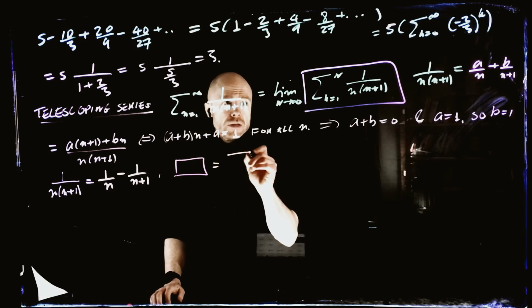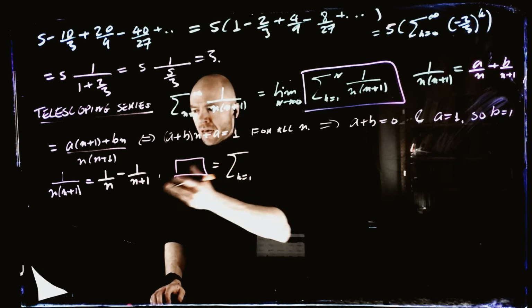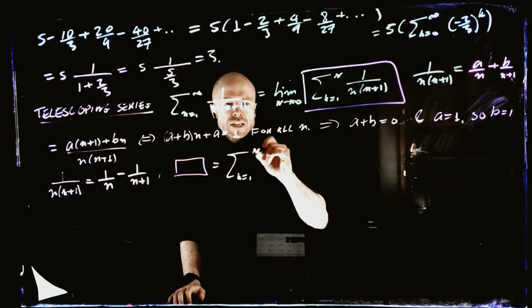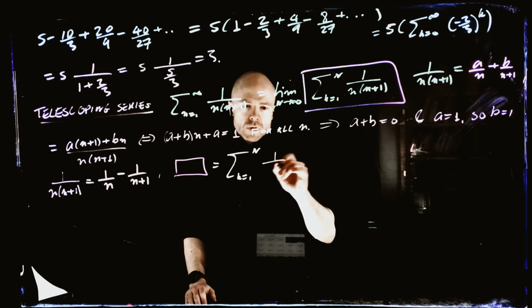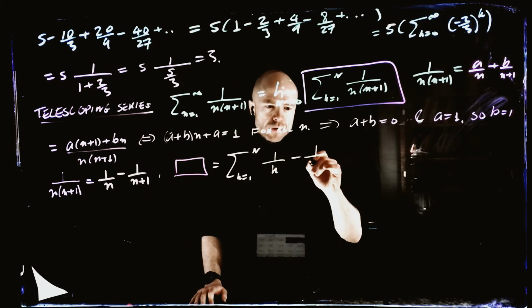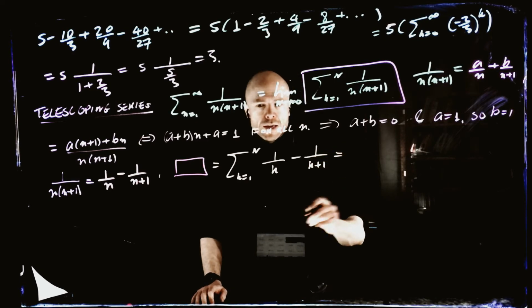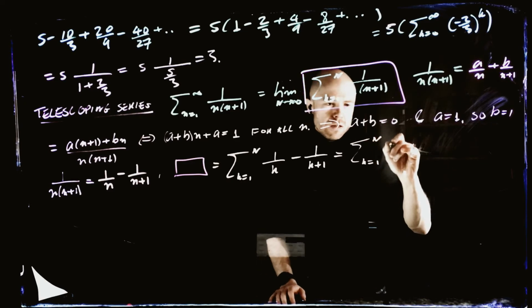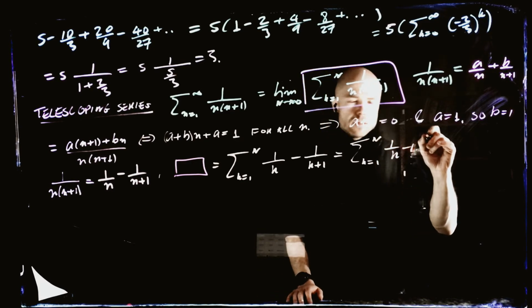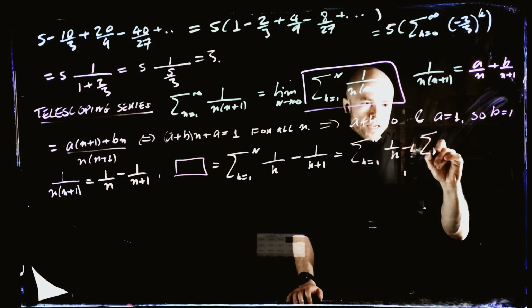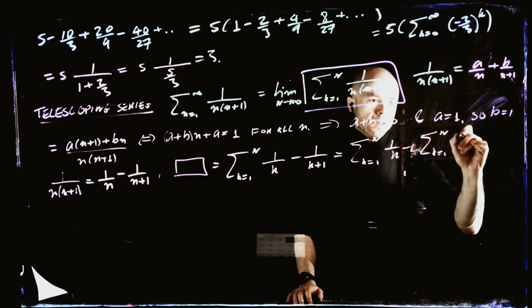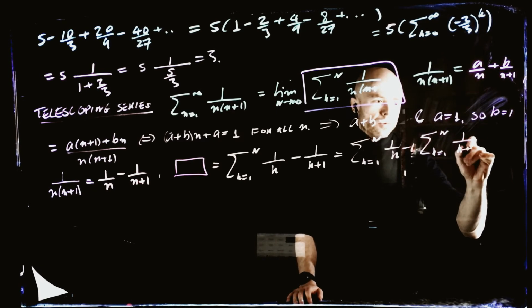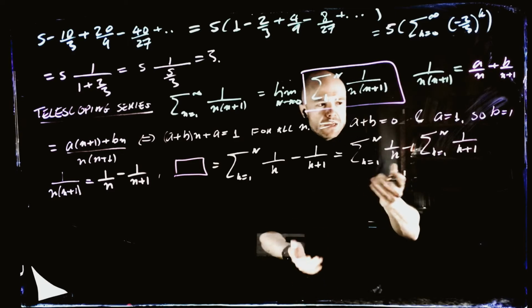is now the sum from, we're switching from n into k, k equals 1 to capital N of this stuff, 1 over k minus 1 over k plus 1, which you can break up as the sum from k equals 1 to capital N of 1 over k minus the sum from k equals 1 to capital N of 1 over k plus 1, right? And you see what's going to happen.